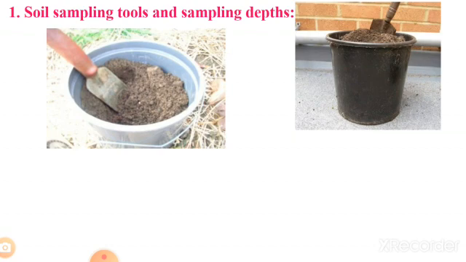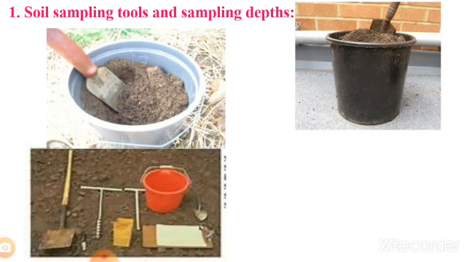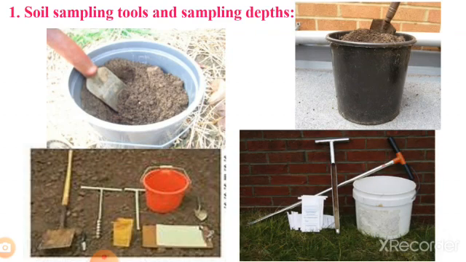So here we can see different types of soil sampling tools. Here we can see an auger with a bucket with soil samples, different types of tools which are used for sampling methods. So use proper tools for sampling methods.